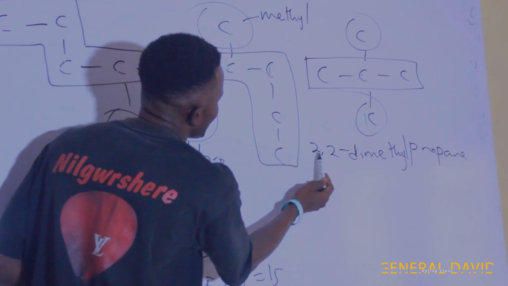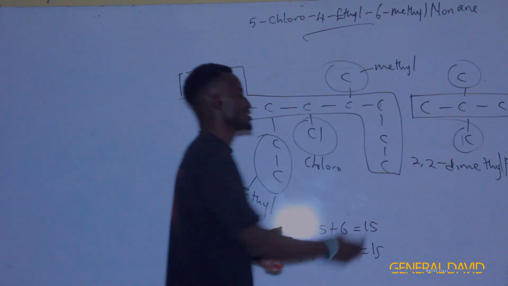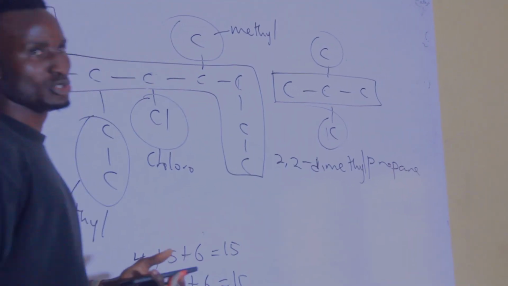As you can see, these 2,2 are found on the same carbon. So if you want to separate number from number, you use a comma. But you separate number from alphabet with the use of a hyphen.